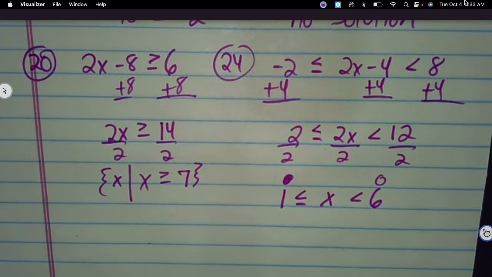24 was C. X was between 1 and 6. So do you do the same thing for 25? Yep. How you just did that? Yep, 25 is the same thing. Y'all ready for me to go over it? Okay.